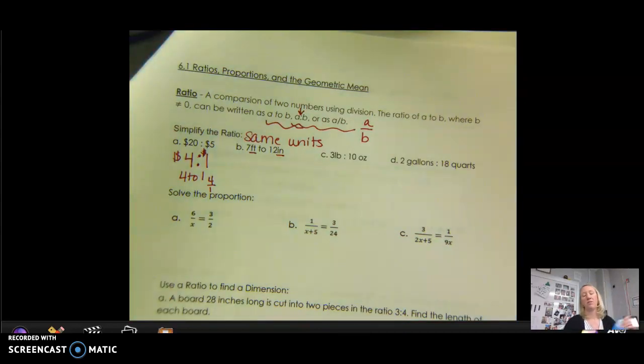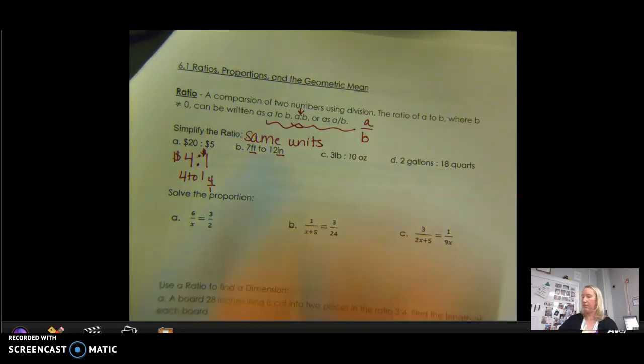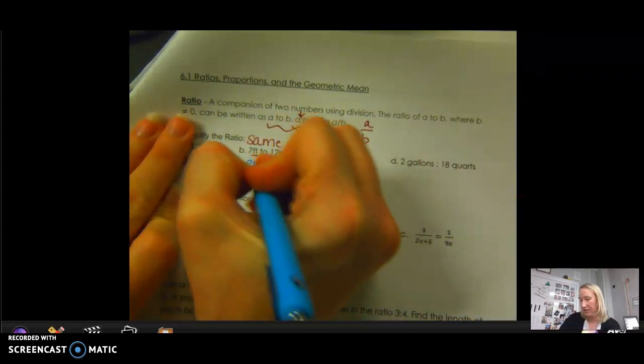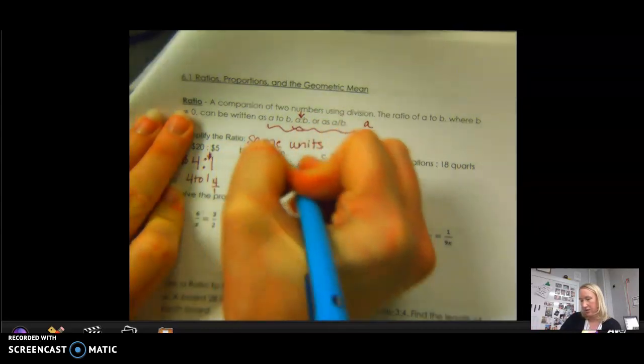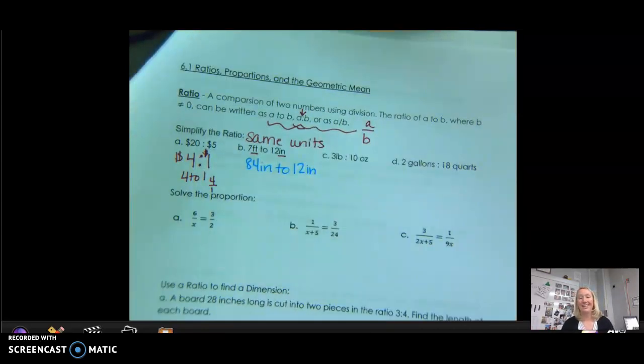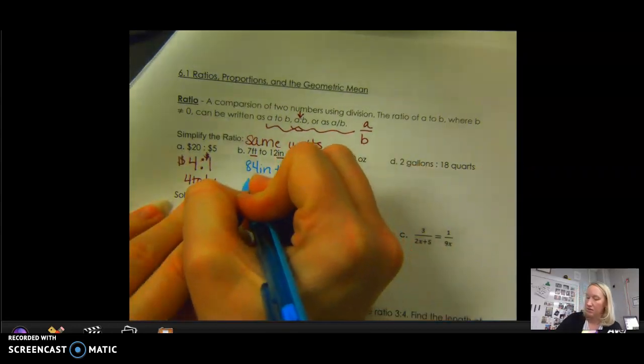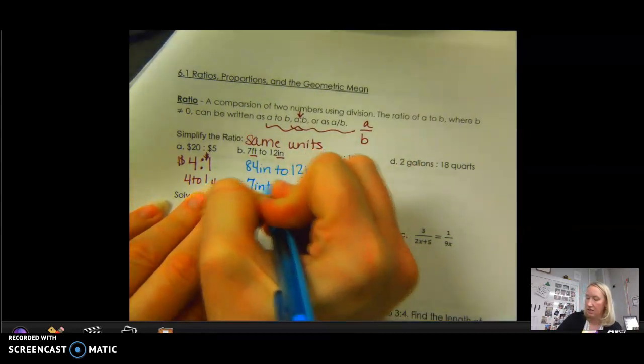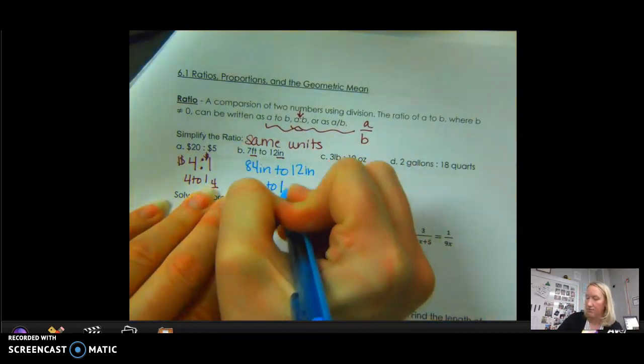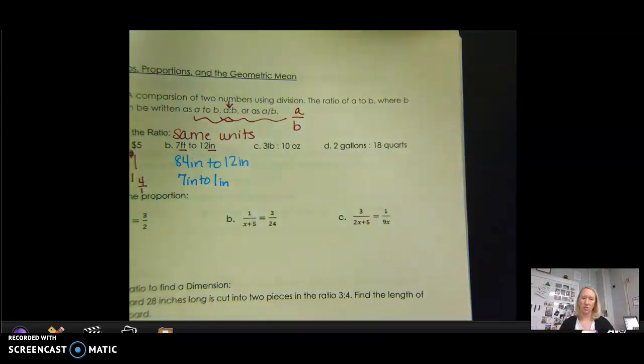So I'm going to change my feet to inches. Always go down to your smaller units. Every foot has 12 inches. So I'm going to do 7 times 12 to get 84. So it's 84 inches to 12 inches. Now once I've done that, I can then reduce it down. I'm going to take 84 and divide by 12. I'm going to see if 12 goes into 84. And it does. It goes in 7 times. So this would reduce down to 7, and 12 goes into 12, 1. So 7 inches to 1 inch. That's not into, that's inches to inch.